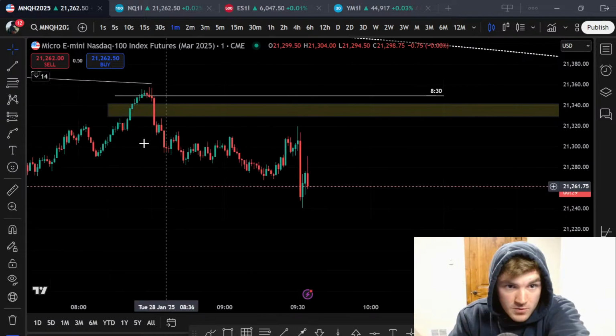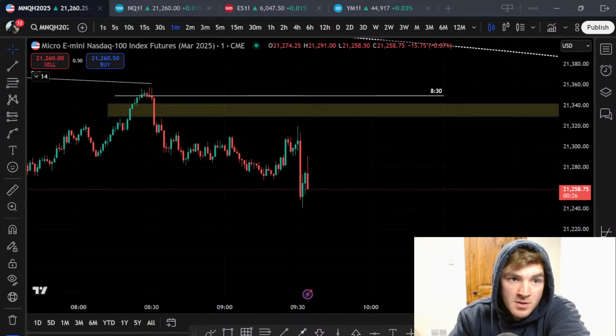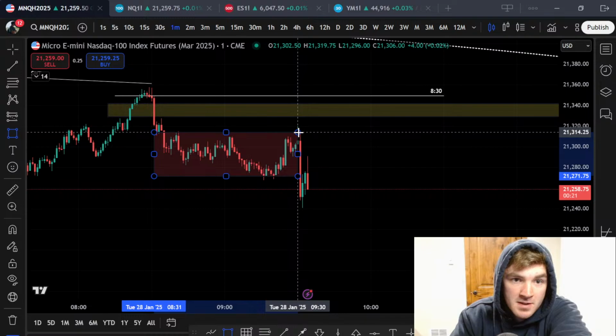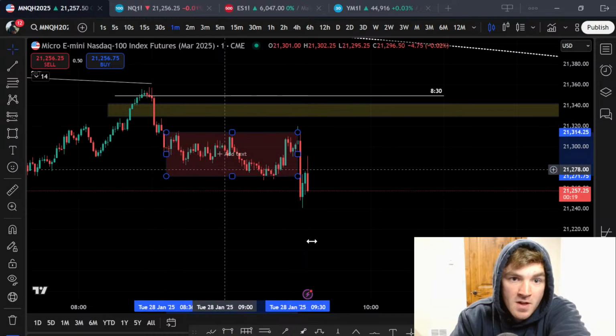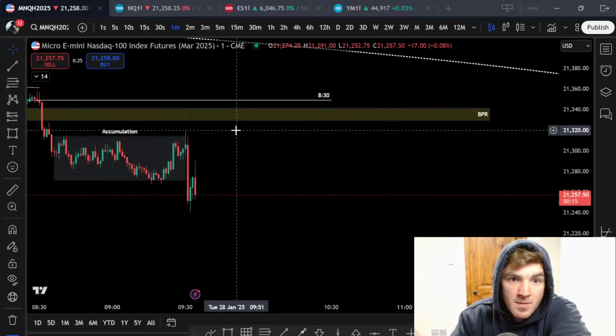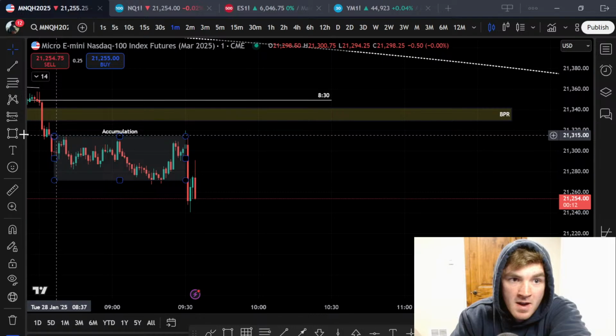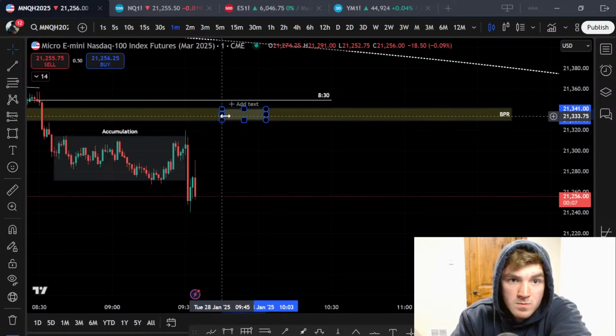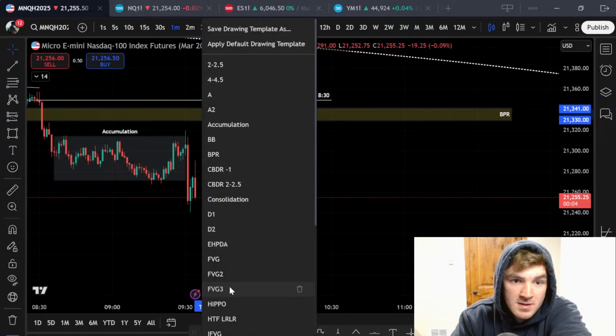This would be somewhat like low time frame AMD. Consider this the accumulation range, right? Then maybe we come up and sweep this high into this BPR. It's possible we get something like this.